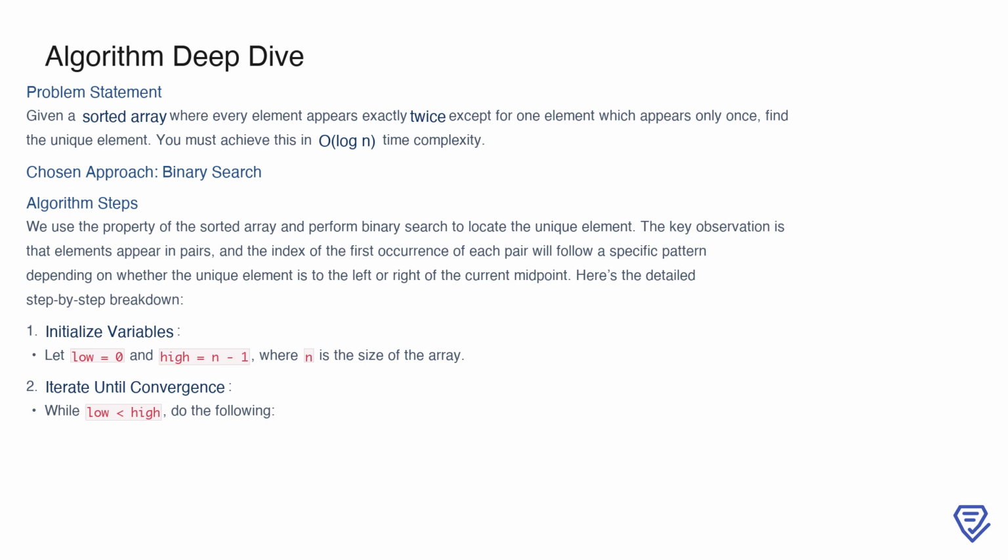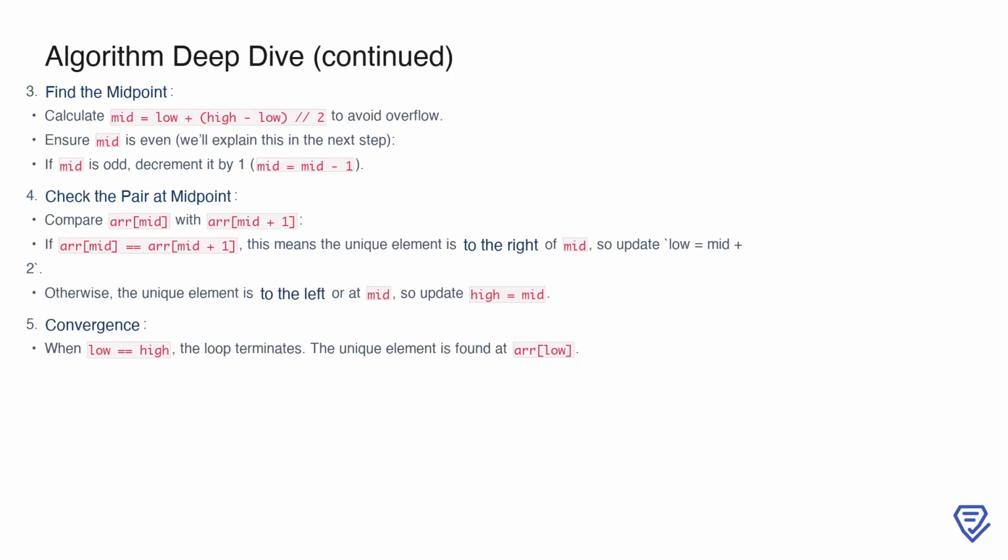To start, we initialize two pointers, low and high, to mark the boundaries of our search. The goal is to narrow down the search space iteratively until only the unique element remains, all while leveraging the properties of binary search. The next step is to calculate the midpoint within the current search space using the formula mid = low + (high - low) // 2. This prevents overflow for large values of low and high.